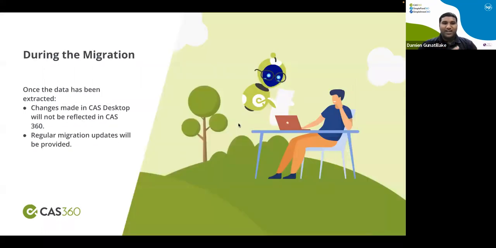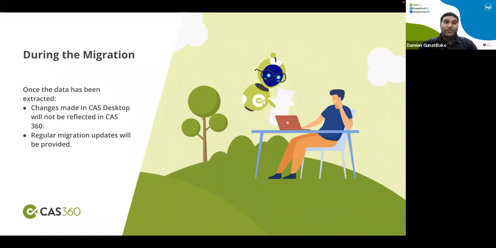So once we've booked in that time, it'll involve your IT team most likely as well, or someone that has access to the server where the CAS data is installed. What will happen is during that period, once we've extracted the data from your end, any changes that happen in CAS Desktop won't be reflected in CAS 360 if it's done in CAS Desktop. Okay, so that's why it's really important to make sure that once we've confirmed that date of the migration occurring, that we don't use CAS Desktop after that date and once the data has been extracted.